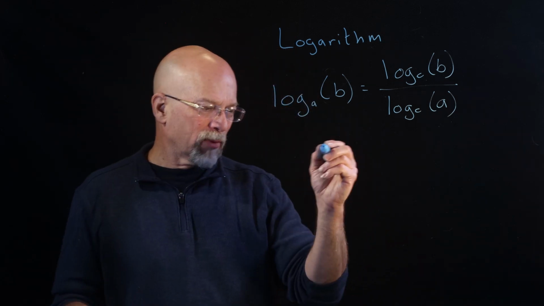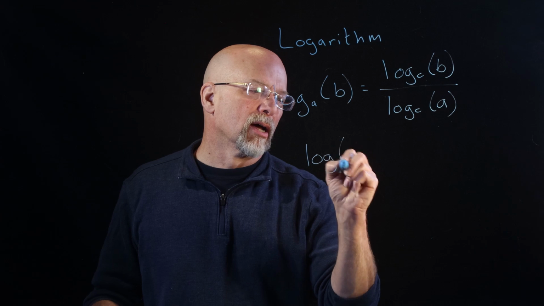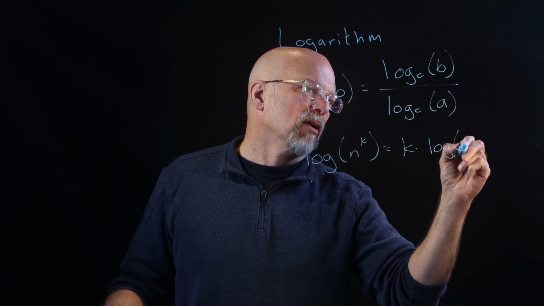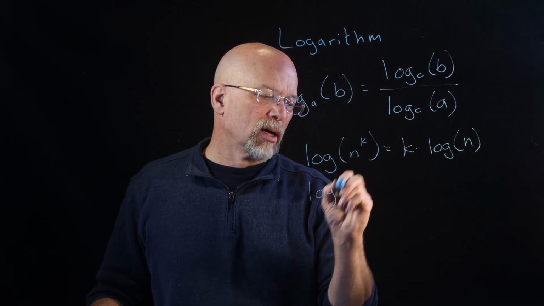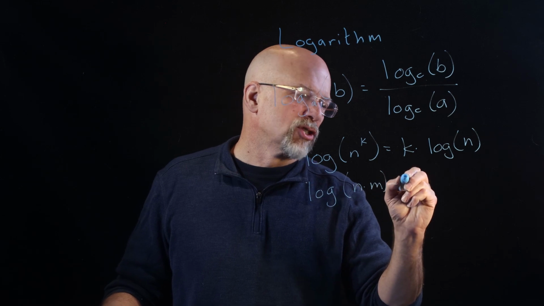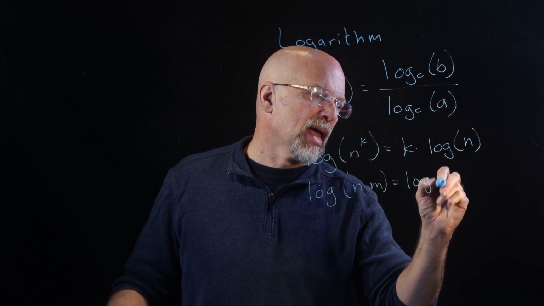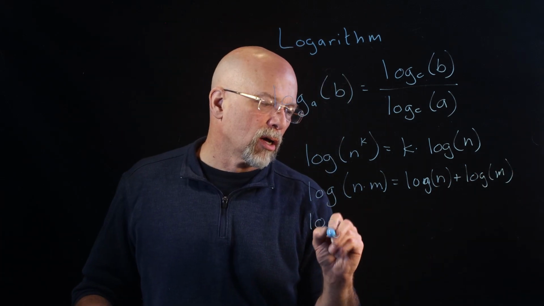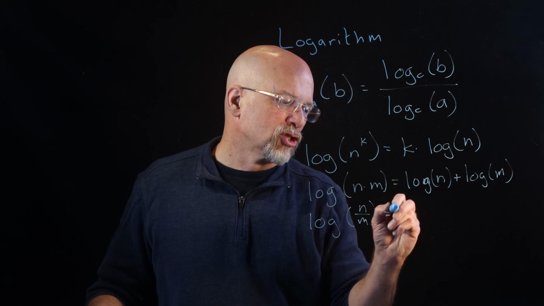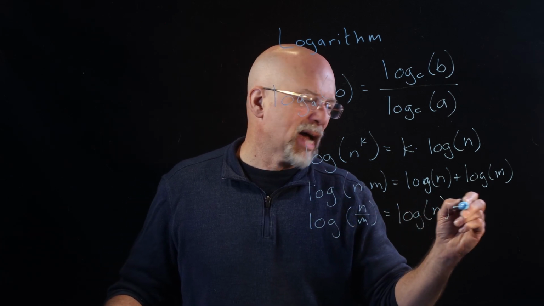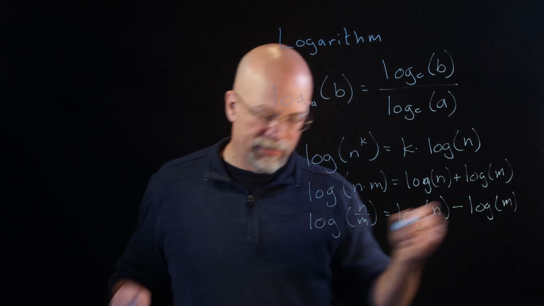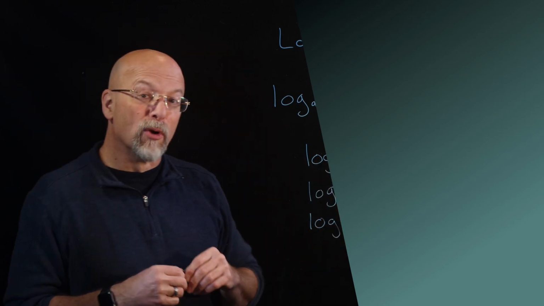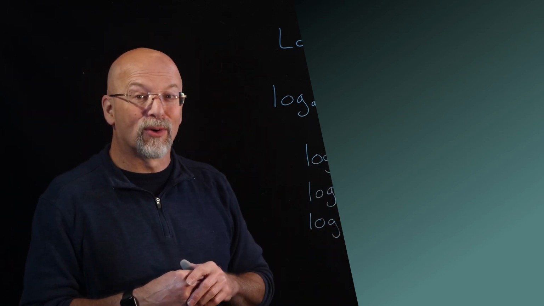And then we have the basic functions that we've already talked about. Log of n to the k is just equal to k times log of n, and log of n times m is just equal to the log of n plus the log of m. And then we have the log of n divided by m is just equal to the log of n minus the log of m. So, if you have a good grasp of these different functions, we will have no problem whenever we move on to our discussion about complexity of these different algorithms in computing.